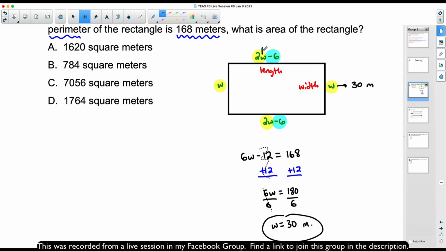So if we plug 30 in right there for that W, we're going to take 2 times 30 and then subtract 6 from it. 2 times 30, that's 60. 60 minus 6 gives us 54. So now we have a length and a width of our rectangle, and that's how we find the area. The area equals the length times the width. And if you take 54, multiply it by 30, what do we get there? 1,620 square meters. So that answer is A.